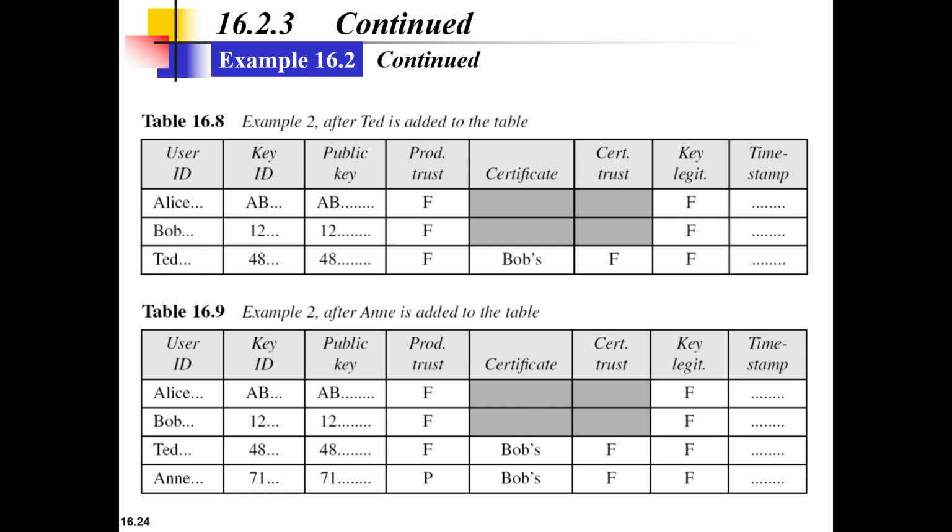Fourth, now Alice adds Anne to the list. Alice partially trusts Anne, but Bob, who is fully trusted, sends a certificate for Anne. Table 16.9 shows the new event. Okay, in table 16.9, when Anne is added to the table, note that the producer trust value for Anne is partial, but the certificate trust and key legitimacy are full.